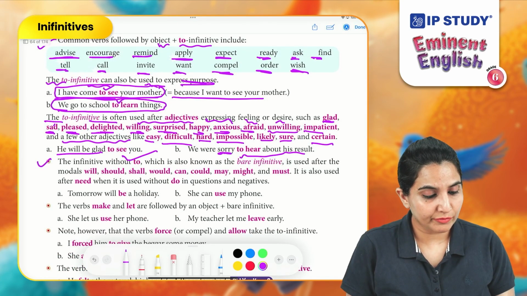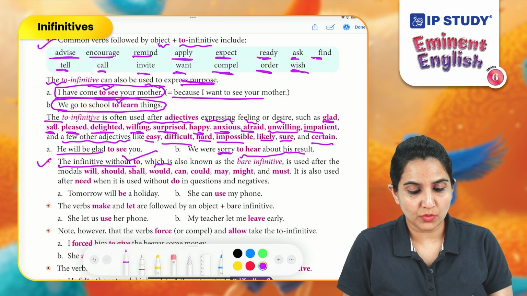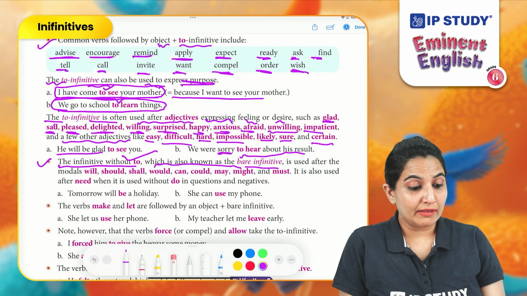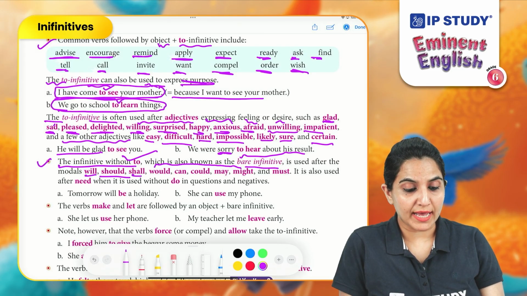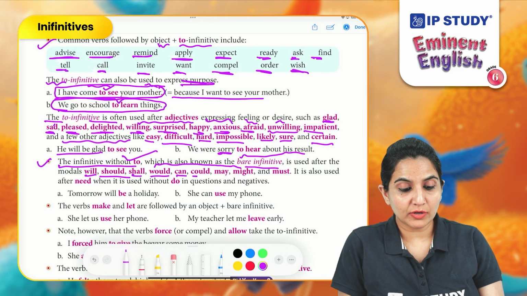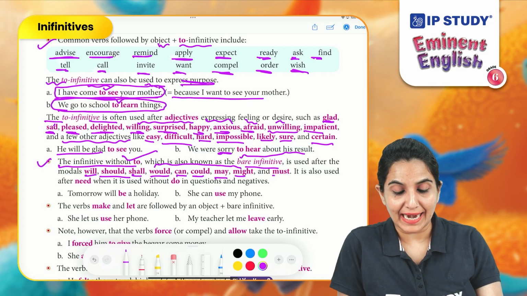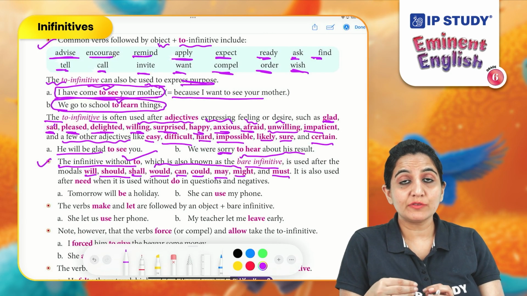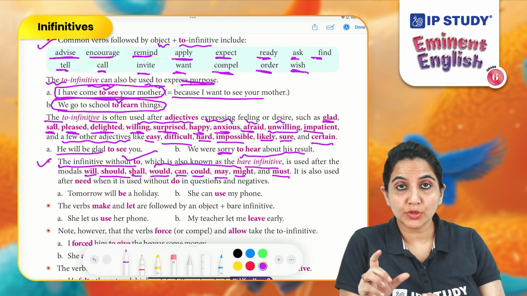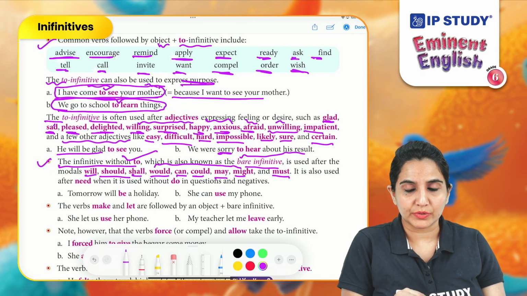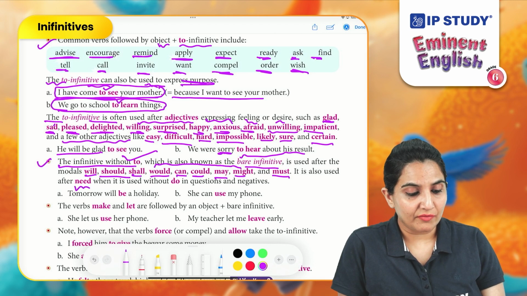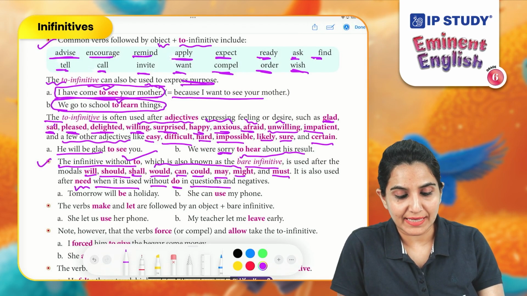The infinitive without to, which is known as the bare infinitive, is used after the modals will, should, shall, would, can, could, may, might, and must. So bare infinitives means the infinitives which do not require the preposition to. They're used with the modals. It is also used after need when it is used without do in questions and negatives.